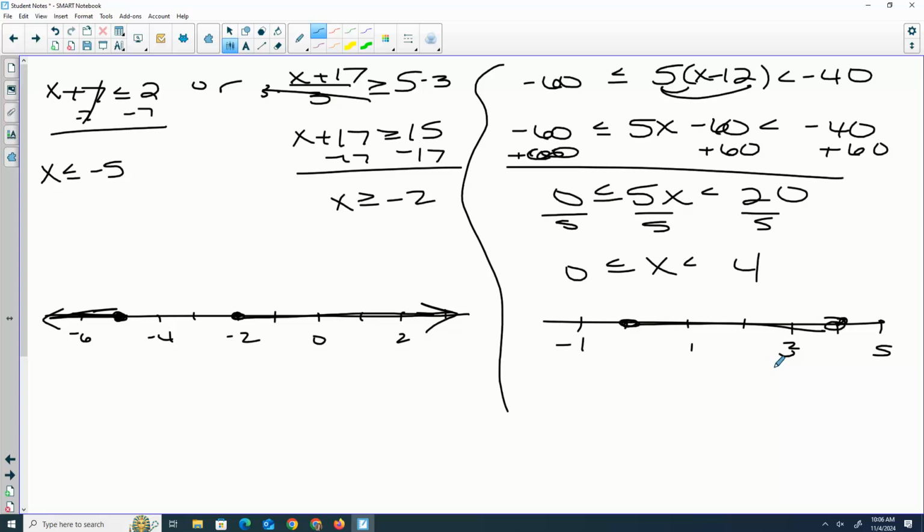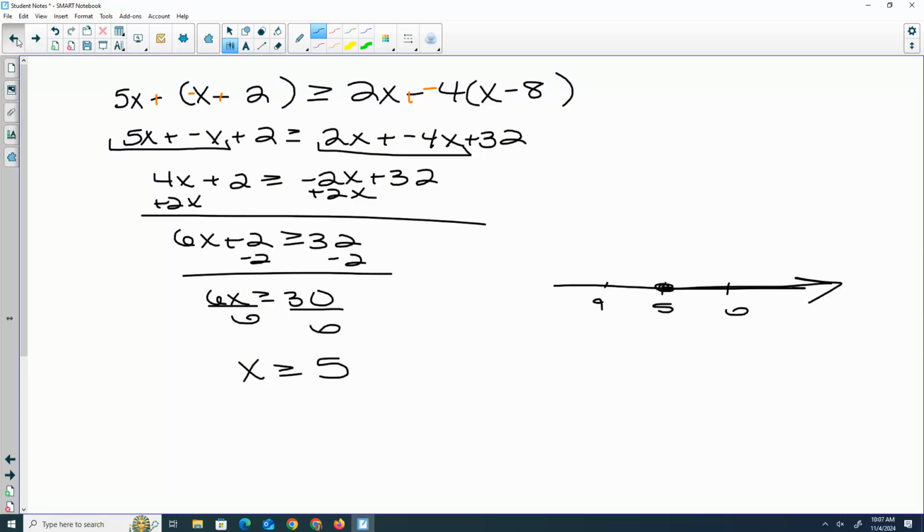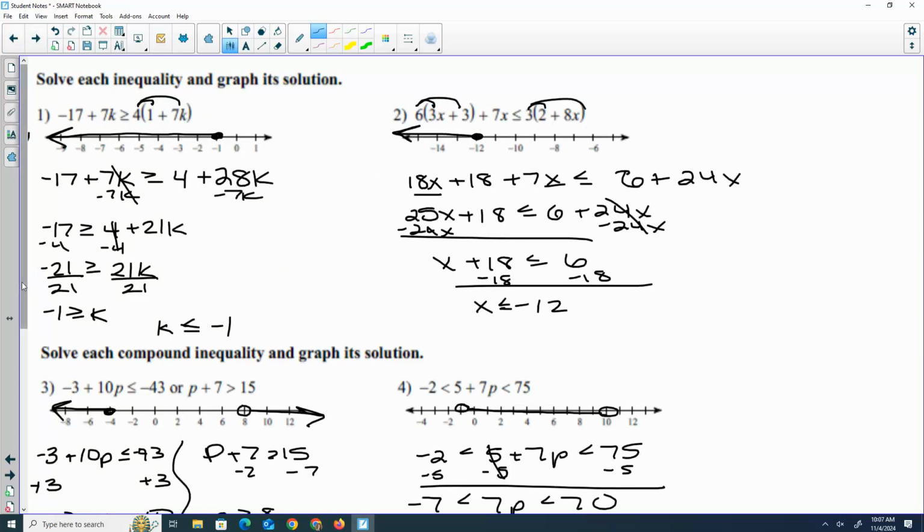All right, so first 4 questions are regular inequalities. Second 4 questions are these compound inequalities. Probably 2 ors and 2 of these compound ones that are ands. Are you guys okay with all that? All right, the last 4 questions on your quiz are the absolute values. So let's review those.